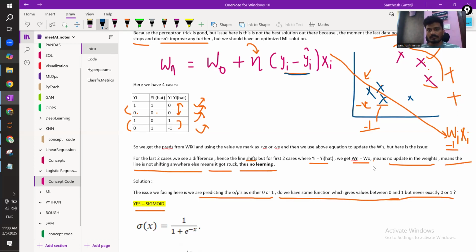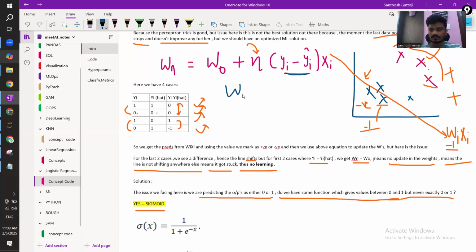If you see y minus y hat, whatever the case, if the actual value is the same as the predicted value, that means the line is predicting the class exactly as the actual class, then this value will become zero. Whether it is 1 and 1, 0 and 0, or -1 and -1, if it predicts the same as the actual class, the ground truth, the value will be 0. Then the whole thing will be 0, and we understood that there is no effect on the weights.